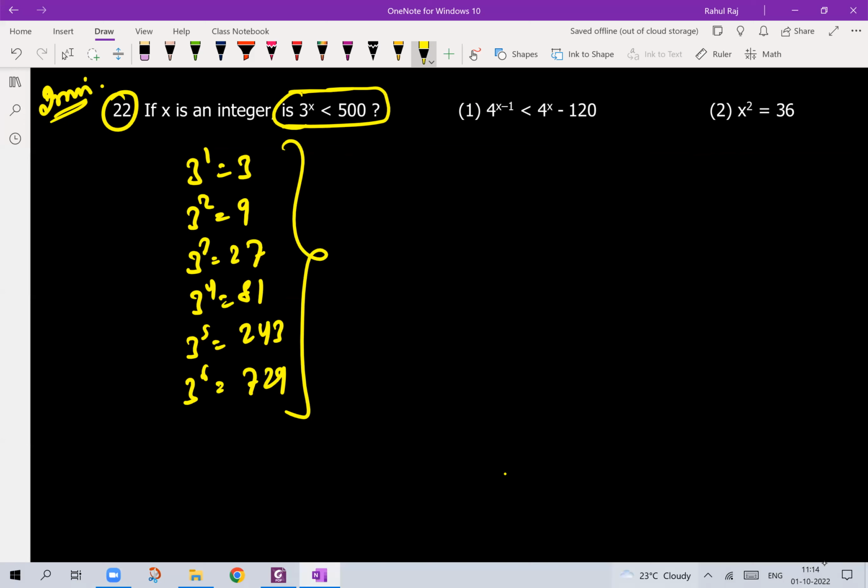What would be my question? It says that x is an integer. Every minute information is given to you in the question. Can I actually change my question? Is x less than 6? Because if I prove that x is less than 6, considering x is an integer, it can't be 5.5. It has to be 5, 4, 3, 2, 1.